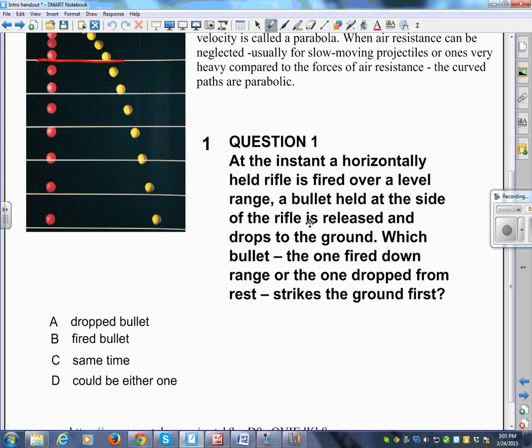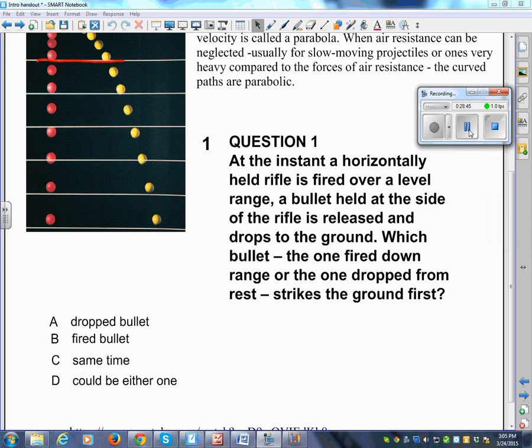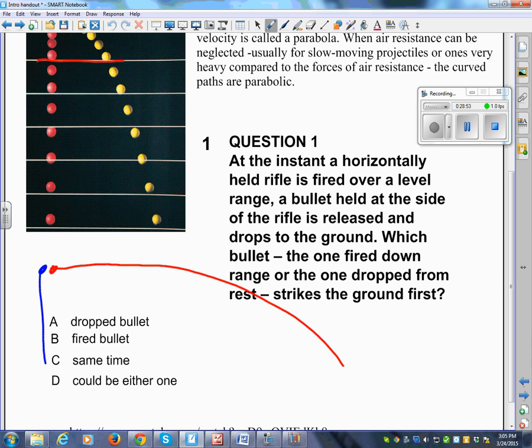Drop bullet, fired bullet, same time. Could be either one, depends on something else. What does the second bullet do? I'm confused. You've got one bullet that goes like this, right? And the other one is dropped at exactly the same time. You just drop it. Fired, boom, and dropped at the same time. Which one hits the ground first?